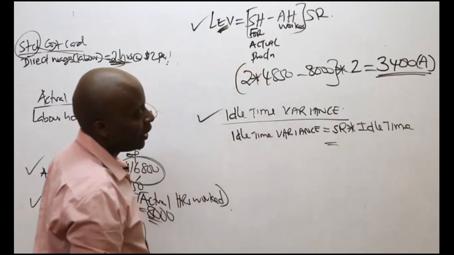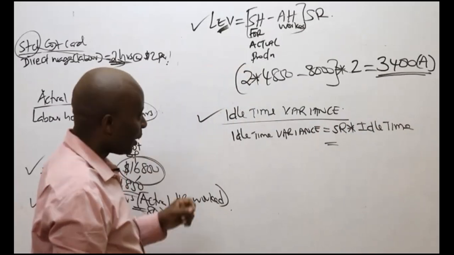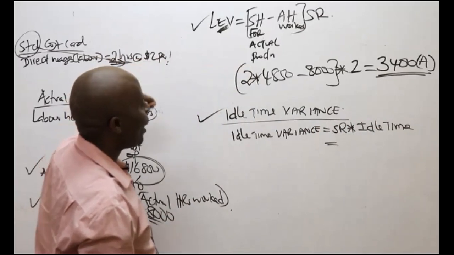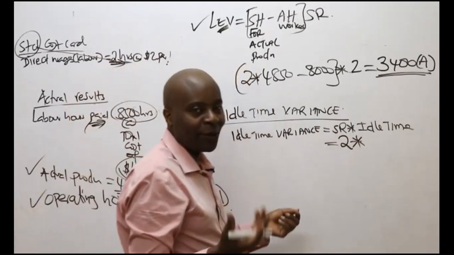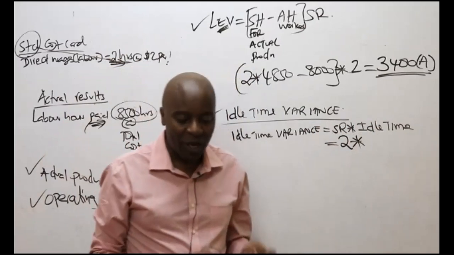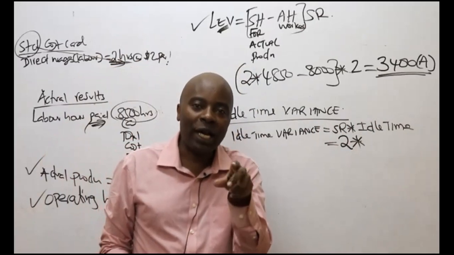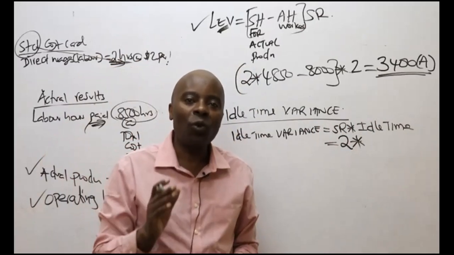So what is the standard rate? The standard rate given is 2 per hour. So this is 2 times how many hours are idle? How many hours will be considered idle here? Those hours that we paid you to work for us minus the hours that you actually worked.